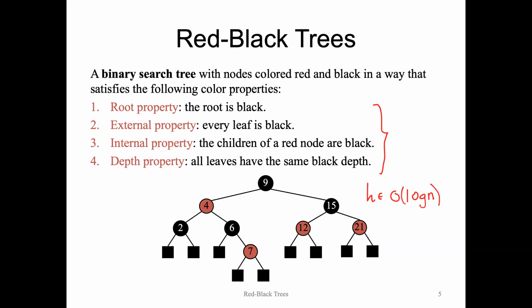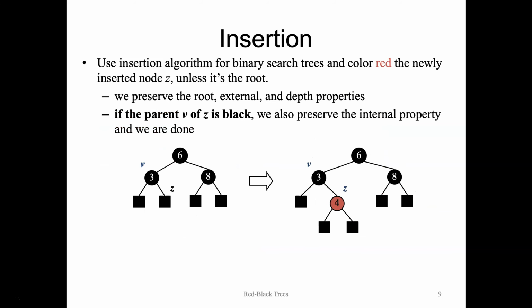So let's see how we would insert into a red-black tree, knowing that we have to maintain that the root is black, that all leaves are black, that any red node has black children, and that all leaves have the same black depth. Okay. So we can insert in the same way that we would insert into a binary search tree, because a red-black tree is a type of binary search tree.